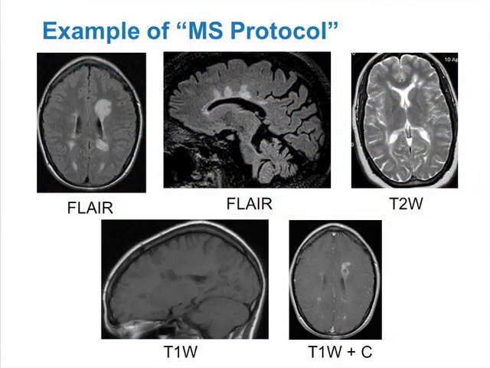This next slide now shows you examples of a multiple sclerosis protocol. You can see the classic axial FLAIR with the large lesions that are in the periventricular distribution. You can see the sagittal FLAIR as well. And you can use those two to try and find many lesions and their characteristics, as well as the T2 weighted sequence, and then the pre and post contrast T1.